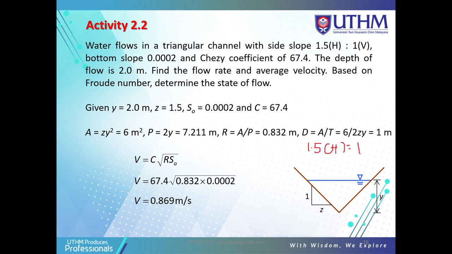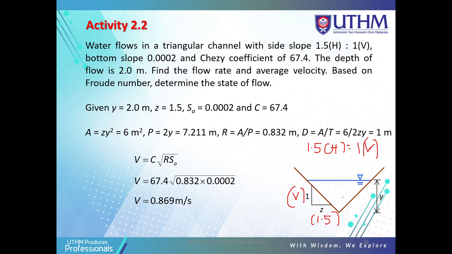So horizontal is 1.5 and the vertical is 1. That means the side slope here is 1 over Z. Okay, they mention that the vertical is 1. This is for the vertical, and the horizontal is 1.5. So this one, 1.5. That means Z is 1.5.